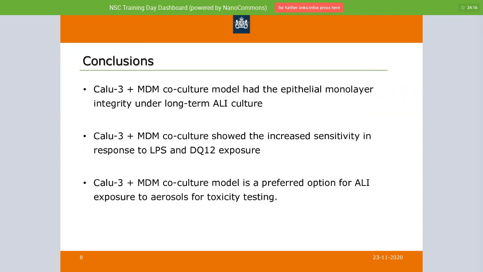So based on our results, we can draw some conclusions. The Calu-3 MDM co-culture model had epithelial monolayer integrity in long-term ALI culture, and it showed increased sensitivity in response to LPS and DQ12 exposure. Therefore, the Calu-3 MDM co-culture model is a good option for ALI exposure to aerosols for toxicity testing. That's all. Thank you.